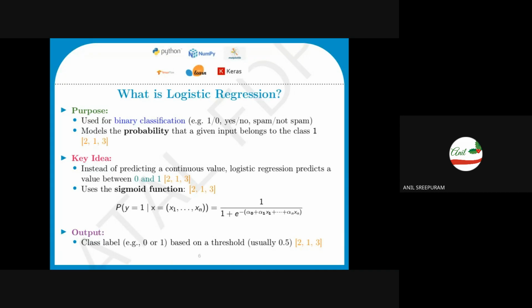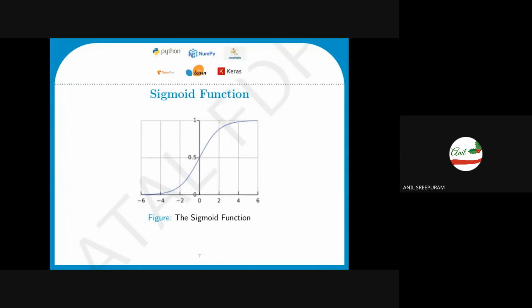And the function 1 by 1 plus e power minus x is called a sigmoid function. It's a very, very important function as far as machine learning is concerned, and it is highly used in neural networks also as a function called the activation function, and that you will see in the later sessions. And let's see what is the nature of the sigmoid function.